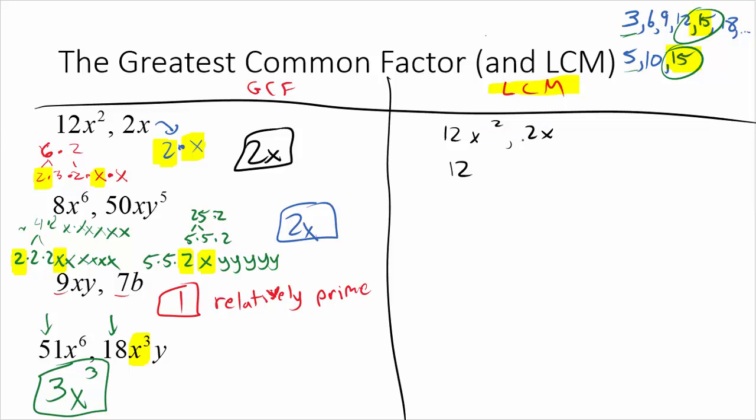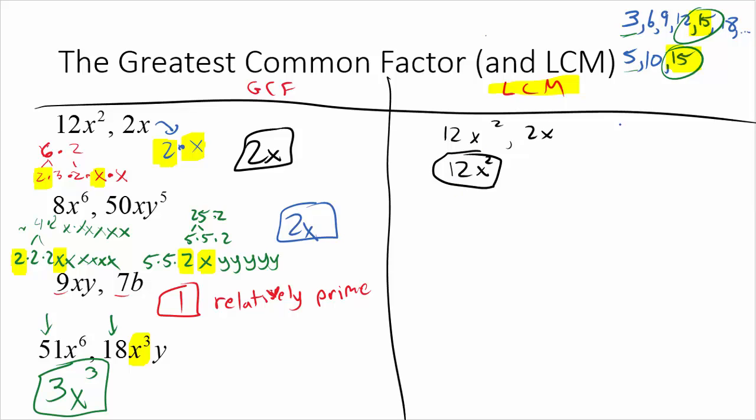Now we're going to look at our x's here. Unlike the greatest common factor, where we take the lowest exponent they have in common, in this case, we're going to take the highest exponent for each variable. So in this case, we only have x's. The higher one is x squared, so 12x squared is going to be our least common multiple here.